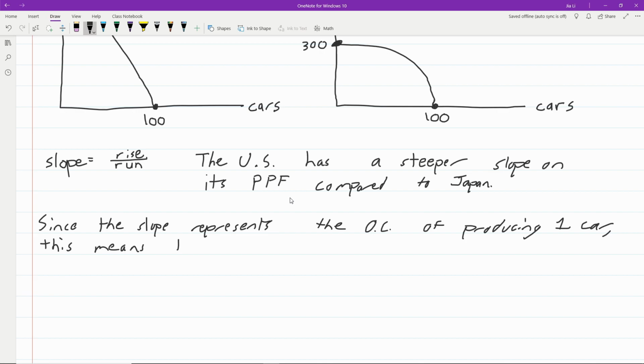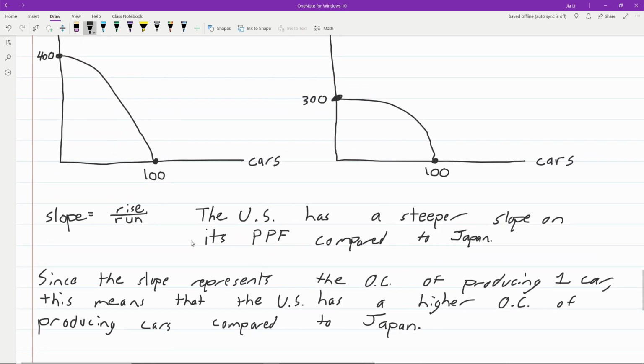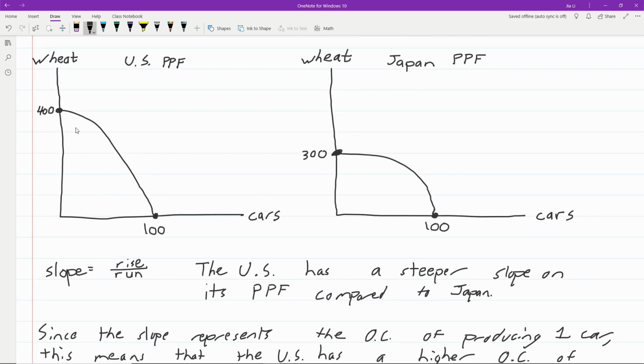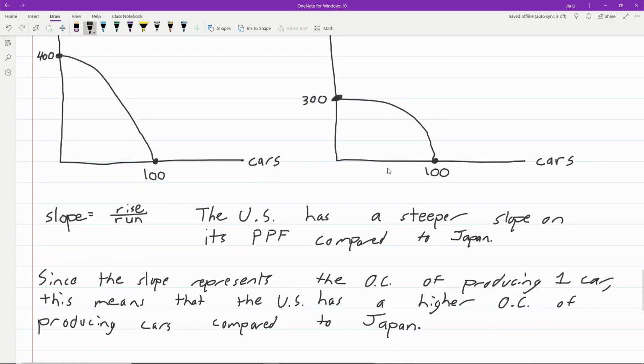This means that the US has a higher opportunity cost of producing cars compared to Japan, right? Because again, it's just rise over run. The slope here for the United States will be steeper compared to Japan. Therefore, the slope number will be higher. Therefore, the opportunity cost of producing each car in the United States is higher compared to Japan.